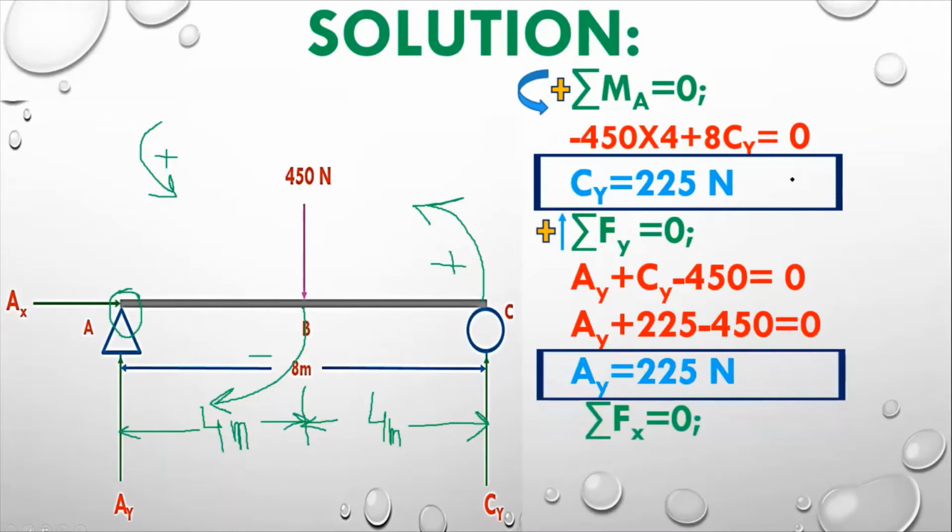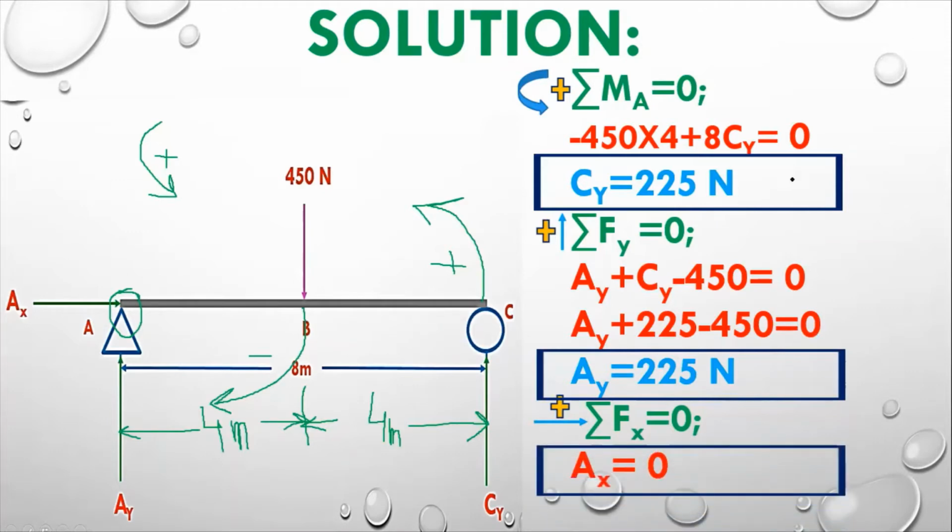Then we are going to sum up horizontal forces. When we sum up horizontal forces, there is only one horizontal force here, Ax. So Ax is equal to 0. So Ax is coming out to be 0. So we have Ay and Cy, both are equally divided.